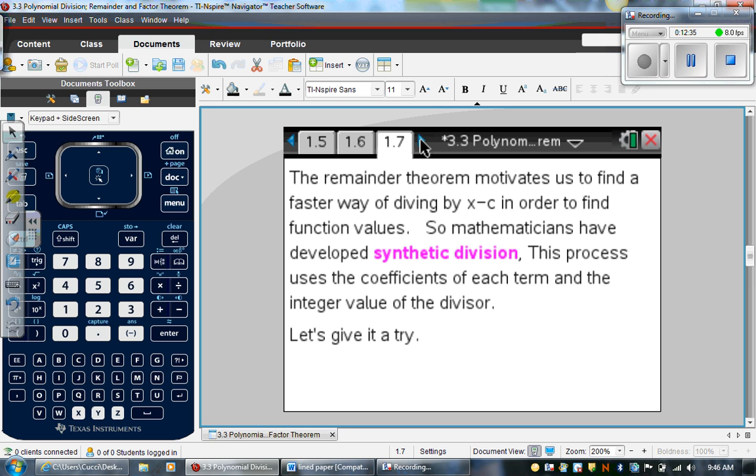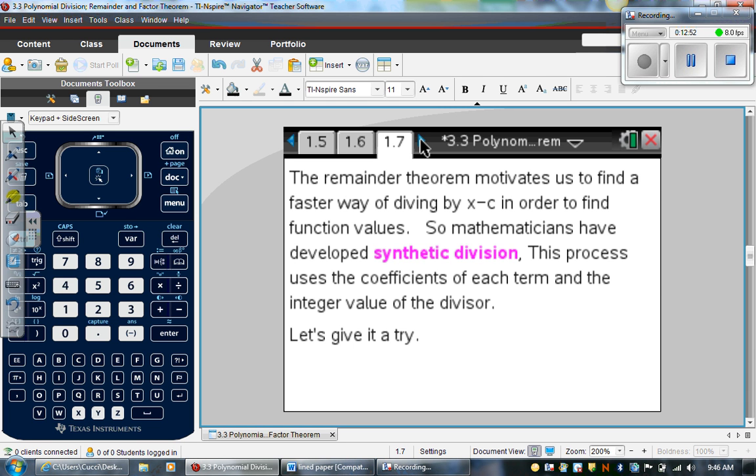Okay, so the remainder theorem motivates us to find a faster way of dividing by x minus c in order to find function values. So mathematicians have developed something called synthetic division. This process uses the coefficients of each term and the integer value of the divisor. So let's give it a shot.